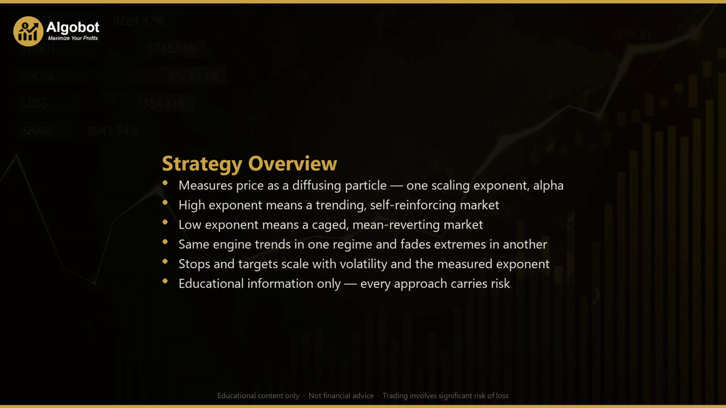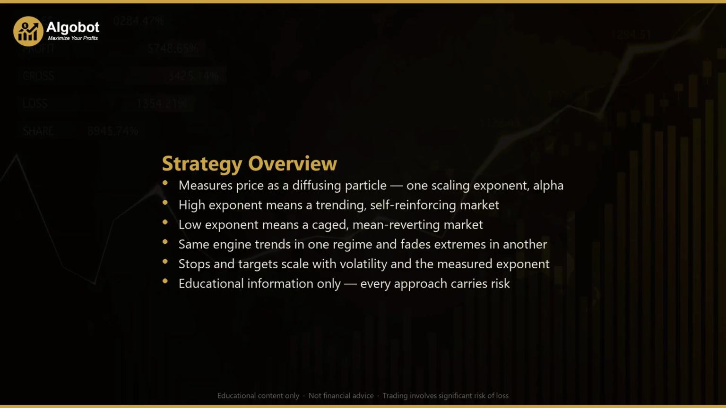The key insight is that this single number can describe two completely different kinds of market. When the exponent is high, price is behaving like a self-reinforcing directional flow, which is a trending market. When the exponent is low, price is behaving like something confined, where stretched moves tend to be pulled back, which is a mean-reverting market. Rather than assuming the market is always one or the other, the strategy measures which one it is right now and adapts.